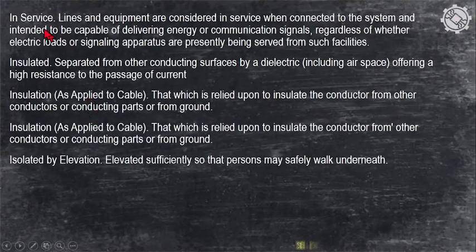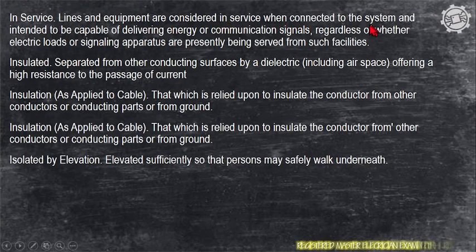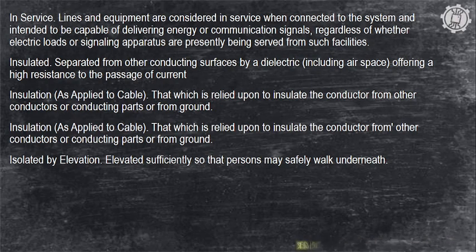Okay, in service. So these are lines and equipment which are considered in service when they are connected to the system and intended to be capable of delivering energy or communication signals, regardless of whether electric loads or signaling apparatus are presently being served from such facilities. So they are in service, meaning they are currently in use, no? Ginagamit siya. Those equipment are used to deliver energy or communication signals.